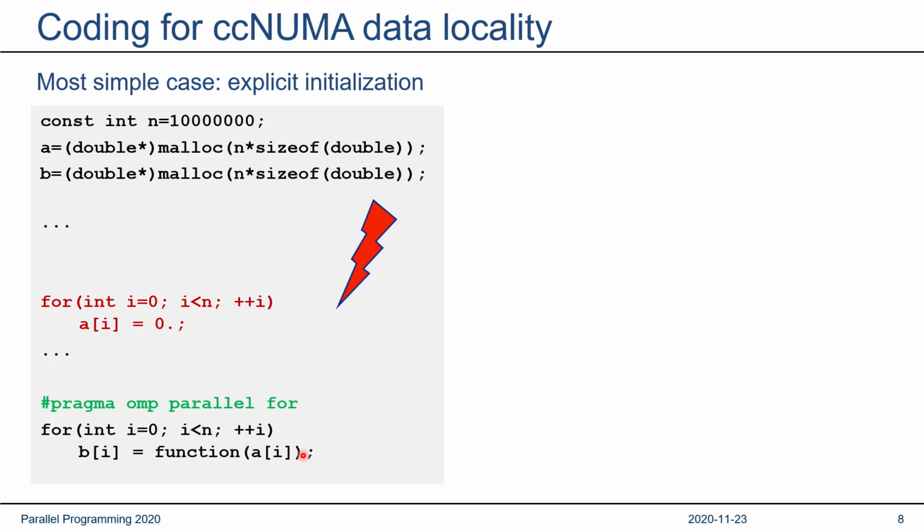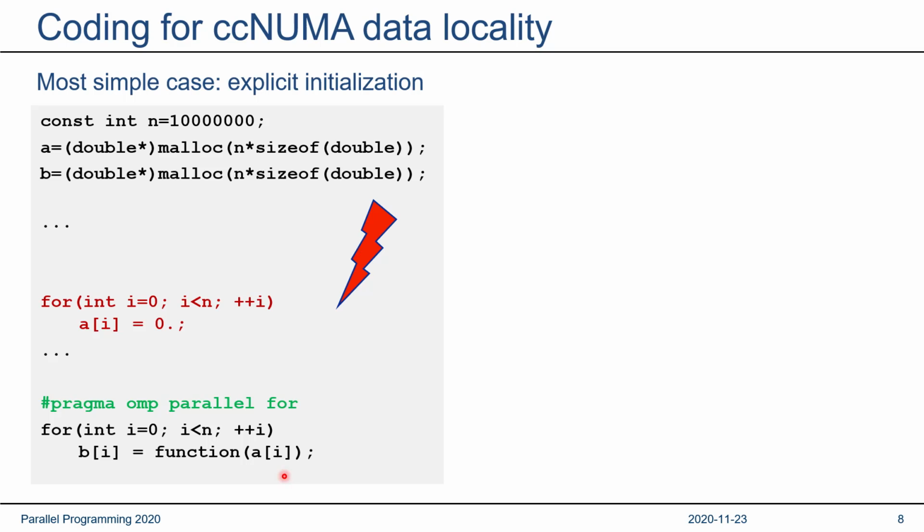However, with A[i], we do have a problem here because, as we know, since the initialization of A[i] was sequential, all memory pages comprising A[i] went into the first NUMA domain, because it was thread number 0, the master thread, that executed the whole initialization loop. So this is bad. We have an access problem for A[i] here.